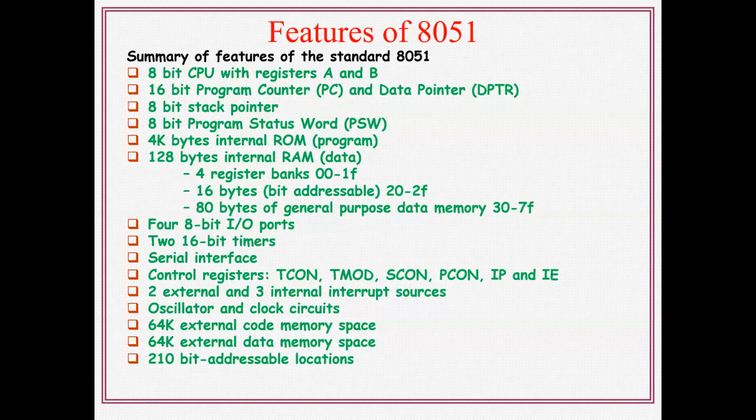And oscillator and clock circuits are also available. And for external memory, 64K code memory is supported and 64K data memory is supported. And the total bit addressable locations are 210. So these are the features of the 8051 microcontroller.